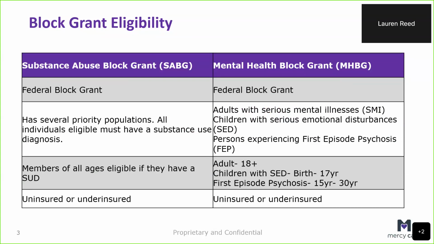The other block grant that Mercy Care oversees is the Mental Health Block Grant, sometimes referred to as MHBG. This block grant has three different target populations, including adults with serious mental illness, children with serious emotional disturbances, and people experiencing their first episode of psychosis. This grant is also designed to serve individuals who are uninsured or underinsured.